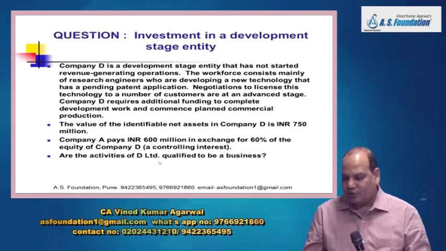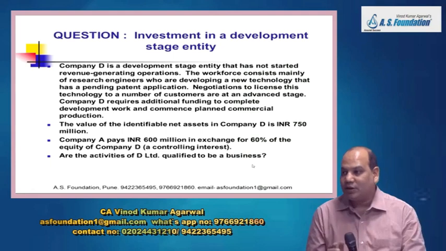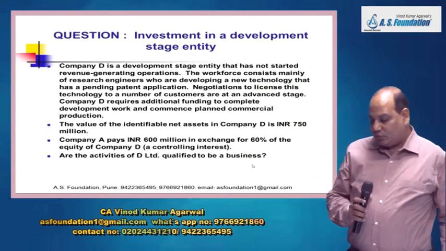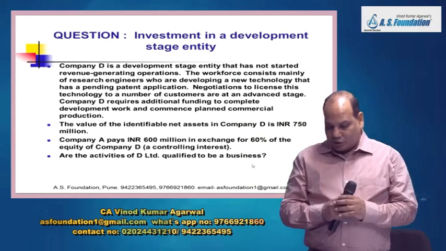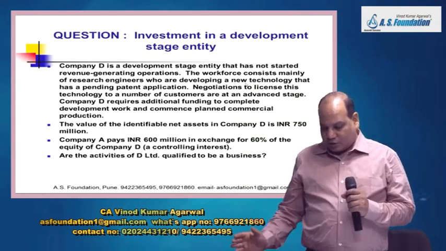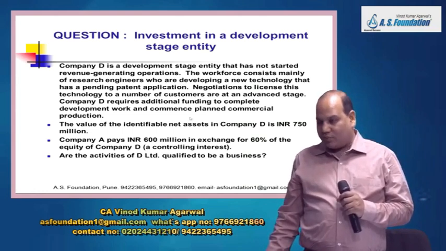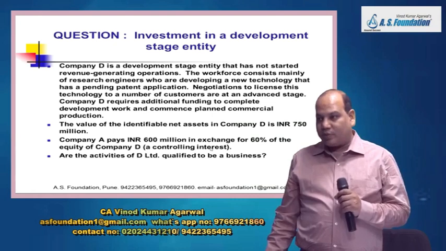Are the activities of D Limited qualified to be a business? So the standard has clarified. It may not generate output right now. Output is not a necessary condition, but it should be capable of generating output. So therefore, if that is satisfied, you have to check input must be there. So input is there: a workforce, and then they are working on a technology, there is a process. They need only some money so that you can market the product and sell it. Okay.